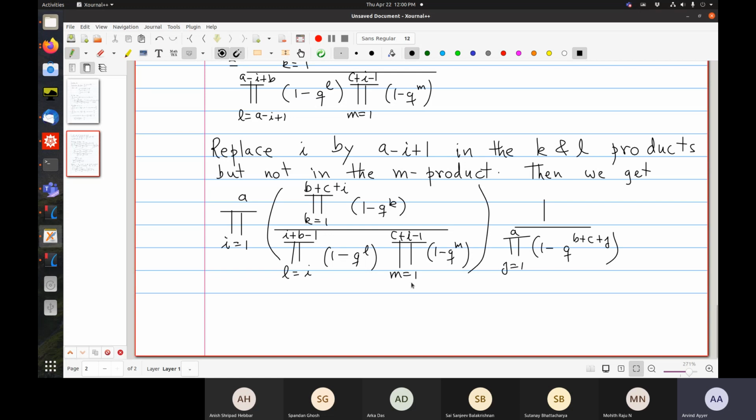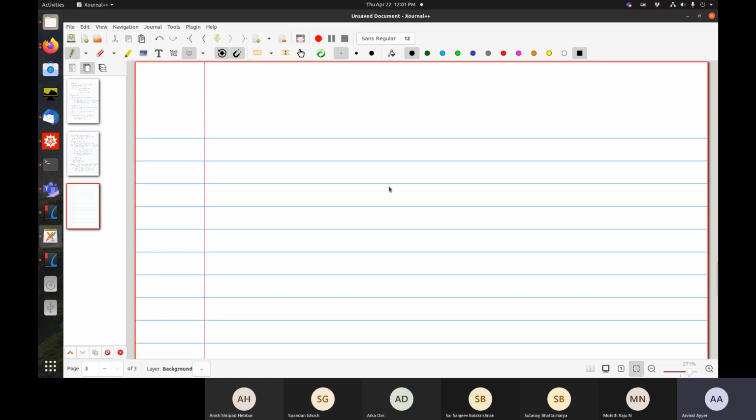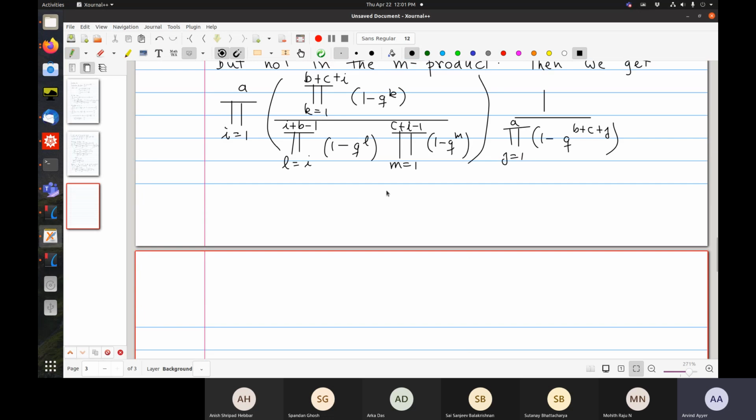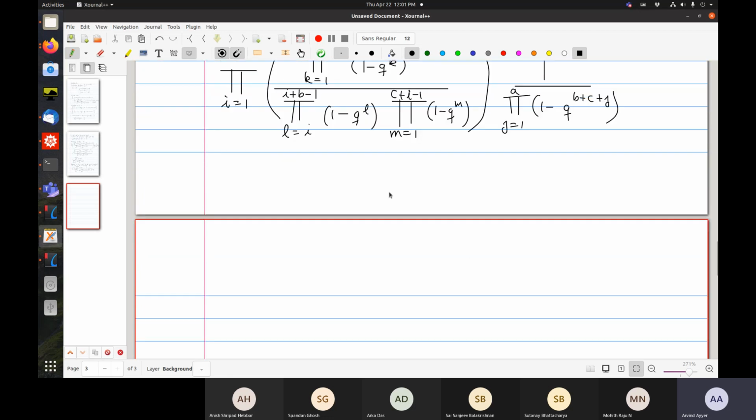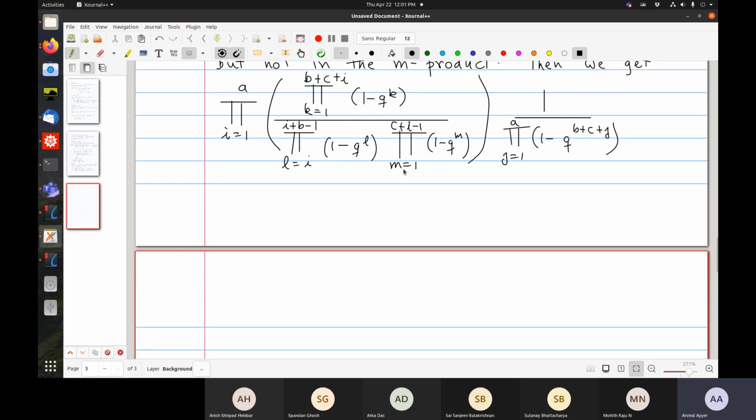So here I get M going from 1 to C plus I minus 1, and here K going from 1 to B plus C plus I. So now I can cancel terms over here, and okay, I can combine steps, but maybe let's go slow.